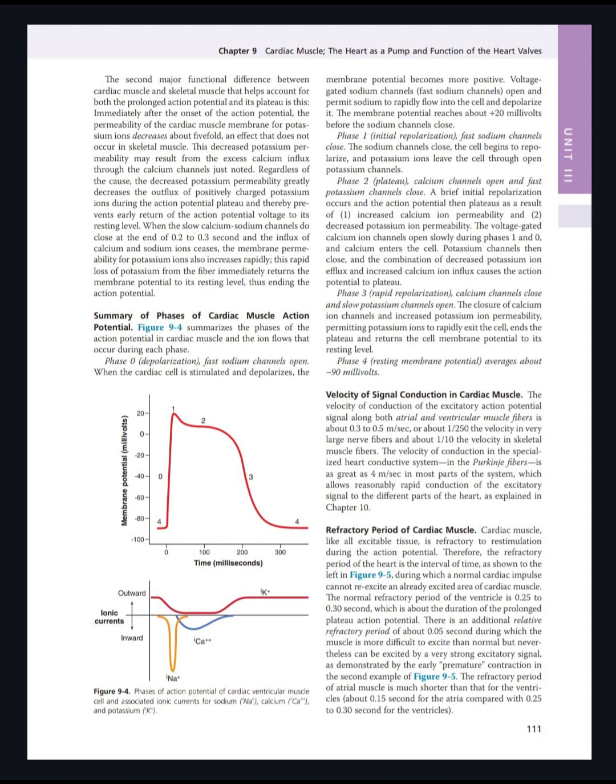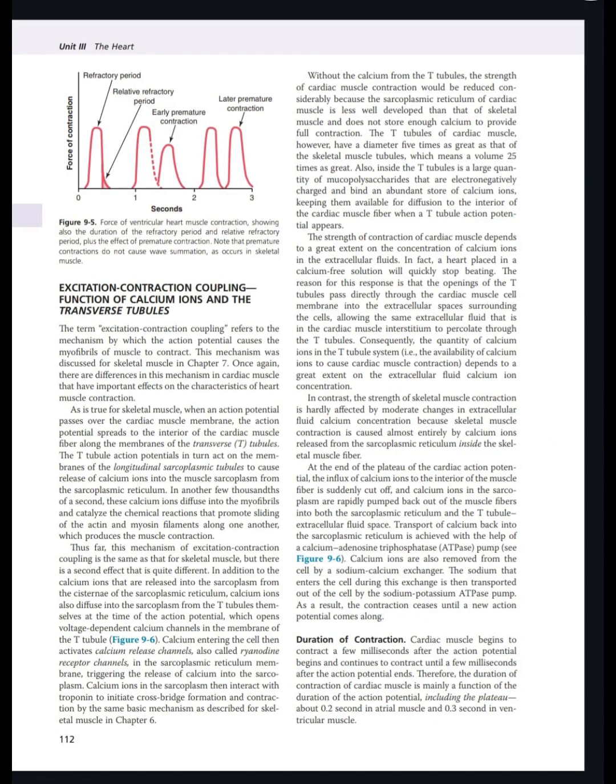The normal refractory period of the ventricle is 0.25 to 0.3 seconds, which is about the duration of the prolonged plateau action potential. There is an additional relative refractory period of 0.05 second during which the muscle is more difficult to excite than normal, but nevertheless can be excited by a very strong excitatory signal. Highlight till here. Now come to page number 112.